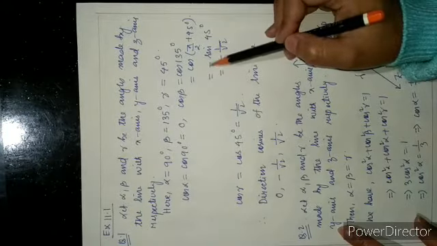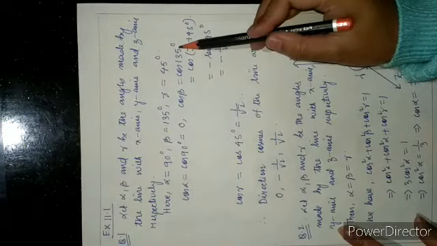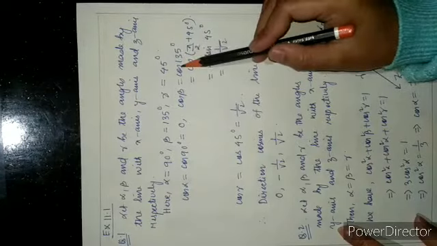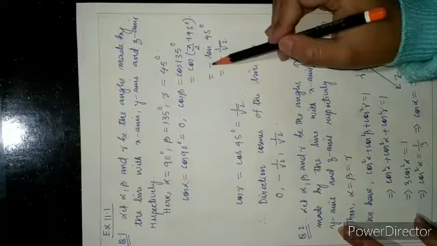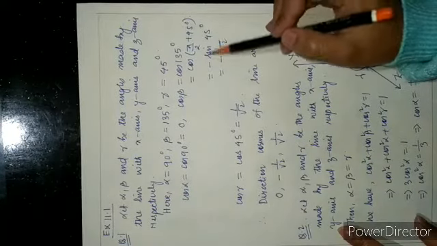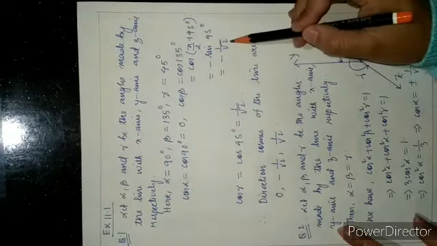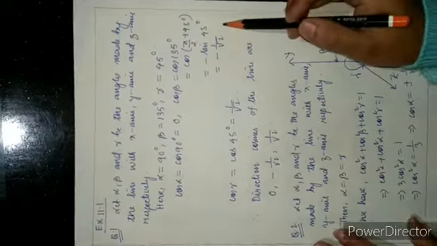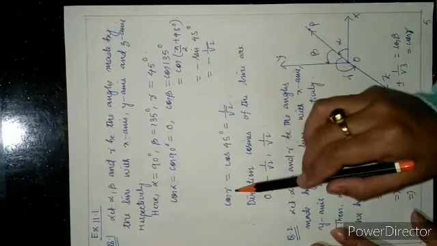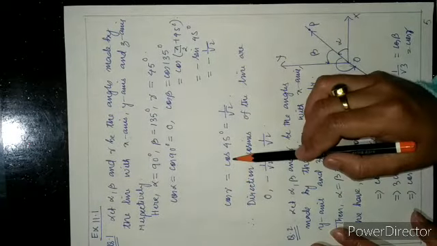The minus sign comes because 135 degrees is in the second quadrant, and in the second quadrant the value of cos is negative. So it is minus sin 45. Value of sin 45 is equal to 1 by root 2. Then find cos gamma. Cos gamma is cos 45.